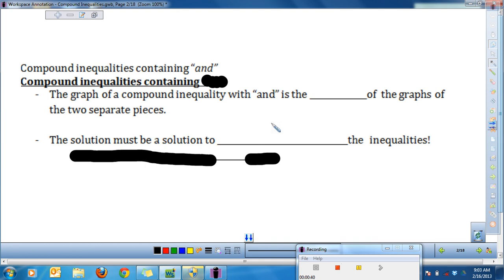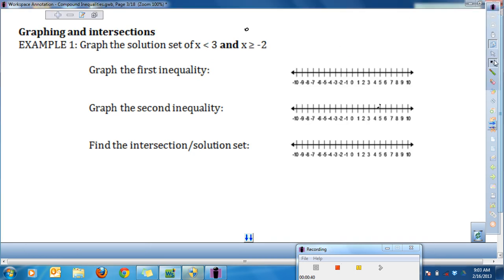So the graph of a compound inequality with and is going to be the intersection of the graphs of the two separate pieces. The solution must be a solution to both of the inequalities. So we're looking for a place where the two graphs intersect so that the solution works for both of the inequalities. So let's go ahead and do an example.